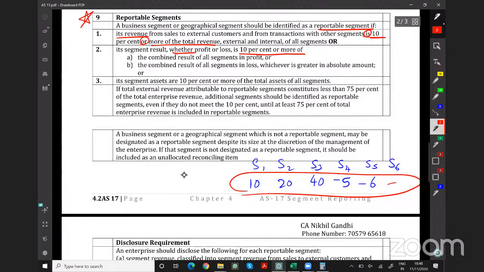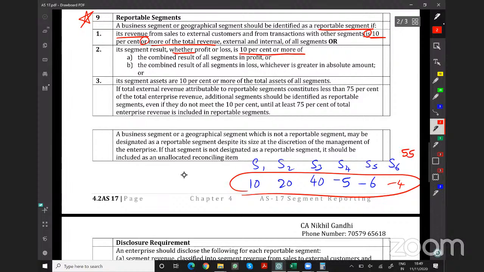We will consider this minus 4. So 10, 15 minus 70 minus 15 will be 55. So that total profit is 55. So sir, how should we calculate 10%? In this case, the total is 55.